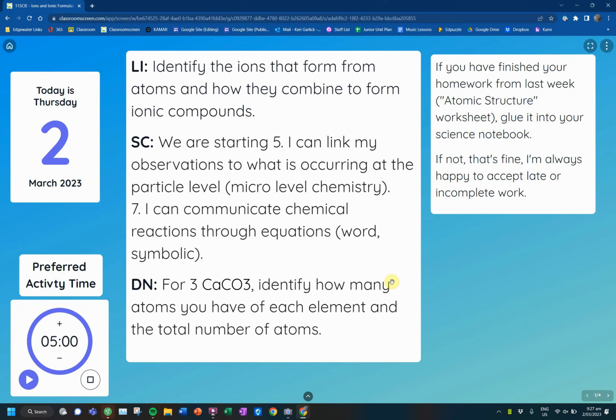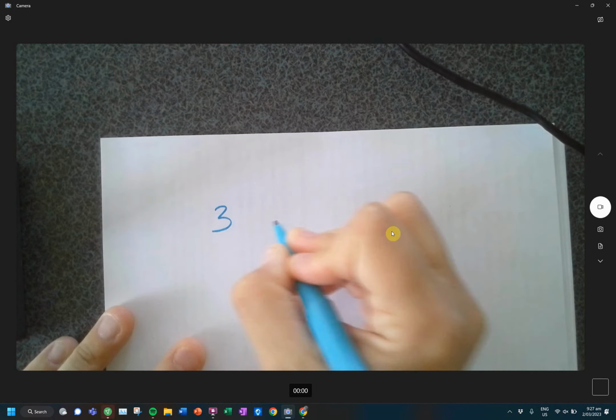Cool. All right, so looking at our do now today, I gave you calcium carbonate and I gave you 3 compounds of it. So let's break that down, figure out how many atoms we have with each element, and then the total number of atoms. Really great refresher from what we talked about in our last lesson.